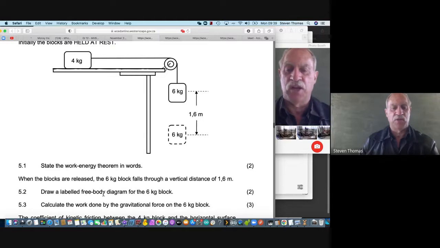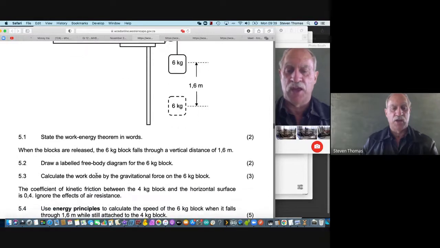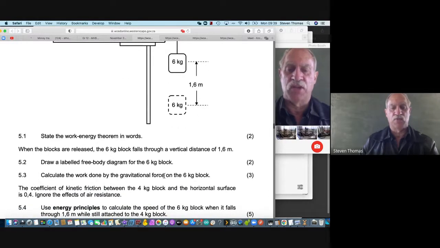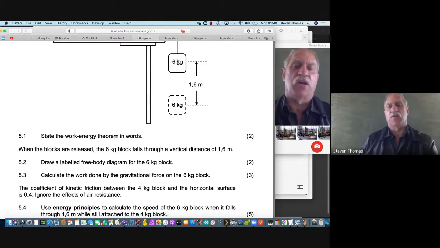Draw a free body diagram for the 6-kilogram block. Okay, what are the two forces? Tension and gravity. Force of tension in the string, force of gravity. Calculate the work done by the gravitational force on the 6-kilogram block. So work done by gravity, right? What's the work done by gravity? M times G times H.